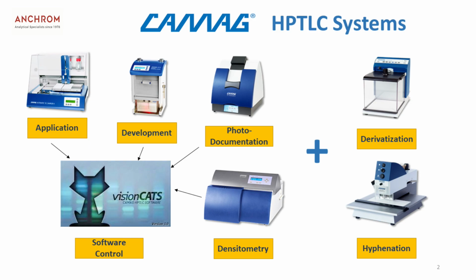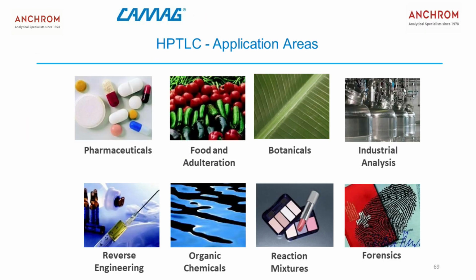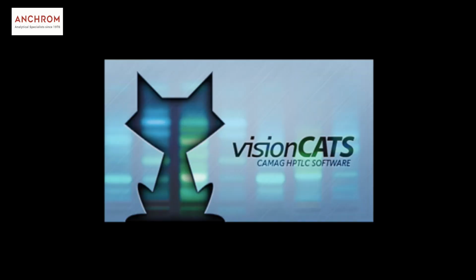The CAMAG HPTLC system provides you with the tools to perform both qualitative and quantitative analysis of chemical compounds in a variety of sample matrices. To achieve automatic quantification in HPTLC analysis, we rely on the powerful CAMAG visionCATS HPTLC system control software.